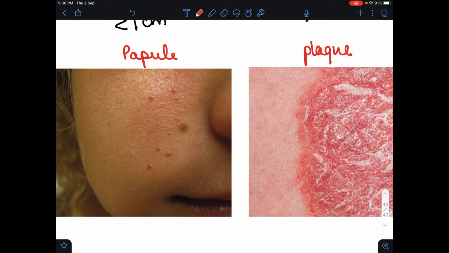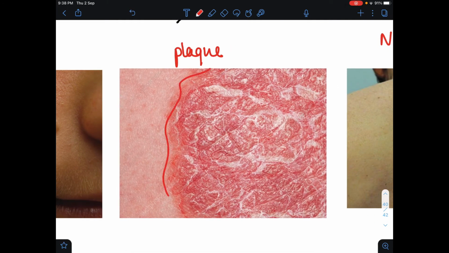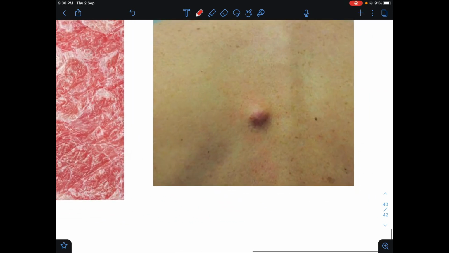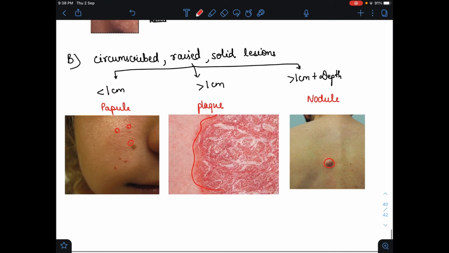As in the image, these are papules because they are raised above the skin surface and are less than 1 centimeter. If they are more than 1 centimeter, raised above the skin and solid, it is a plaque. While the nodule has depth also present, and it is more than 1 centimeter. So this is the second category, the circumscribed, raised, solid lesions. In this we cover the papule, plaque and nodules.